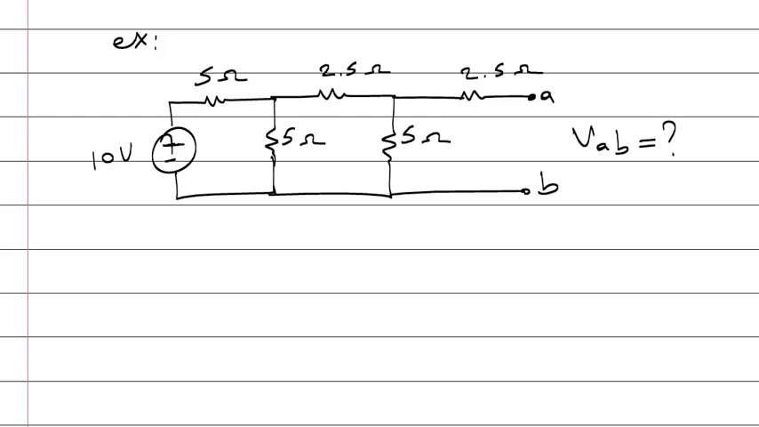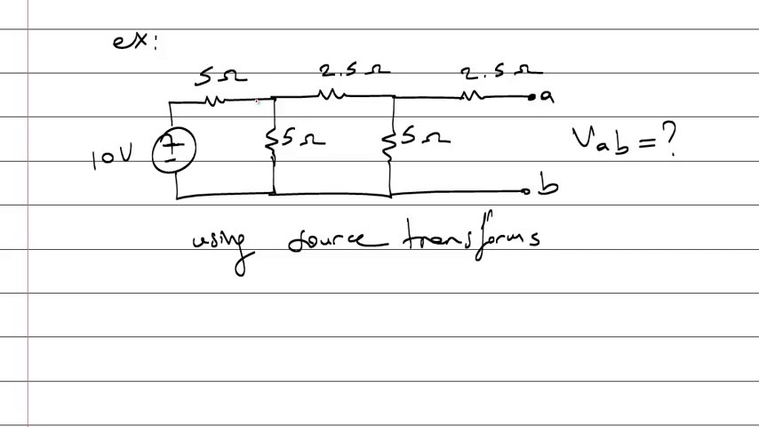For example, question: find the voltage of AB, VAB, using the source transforms. You can calculate the voltage AB using lots of methods. Question: calculate VAB using source transforms. You have 3 minutes to calculate.